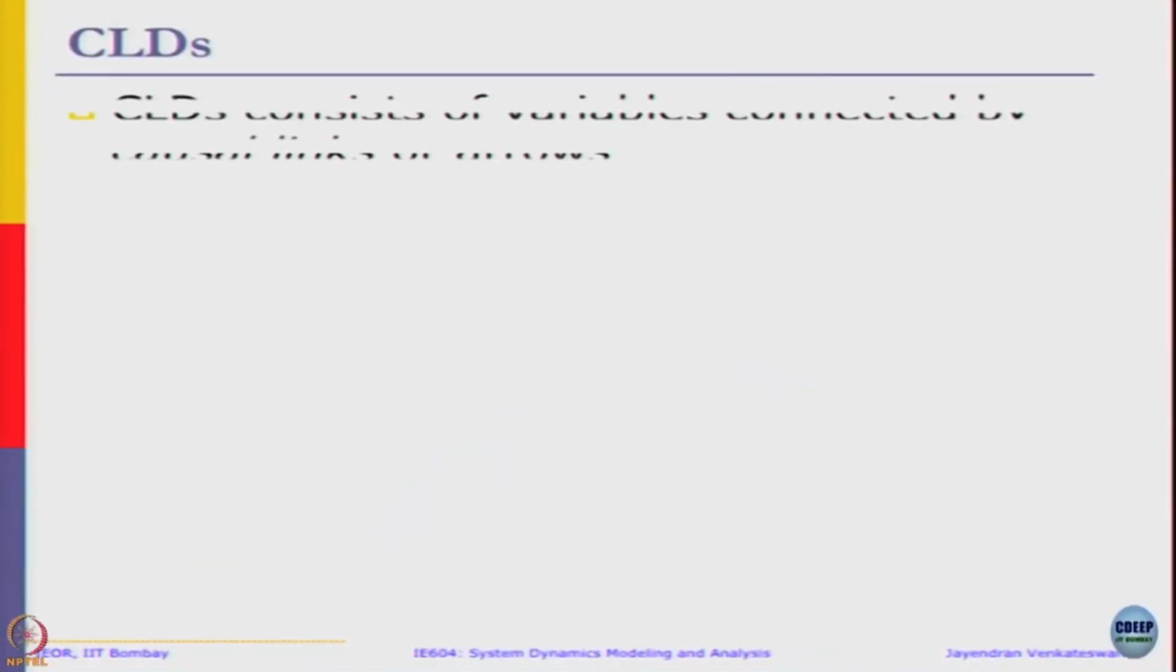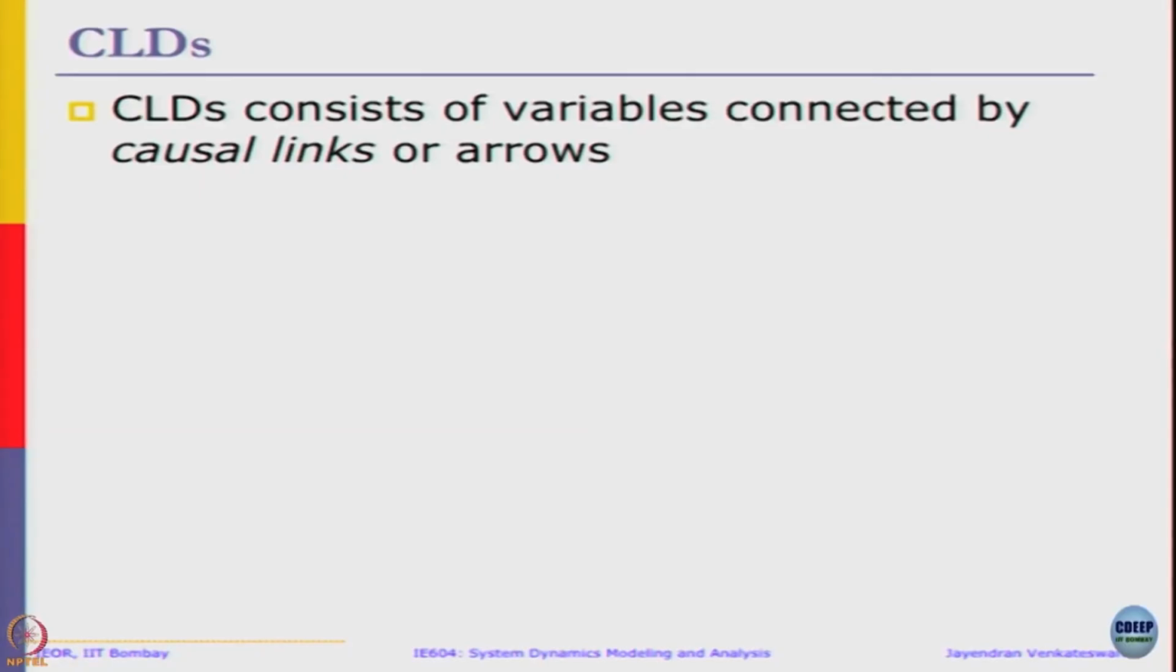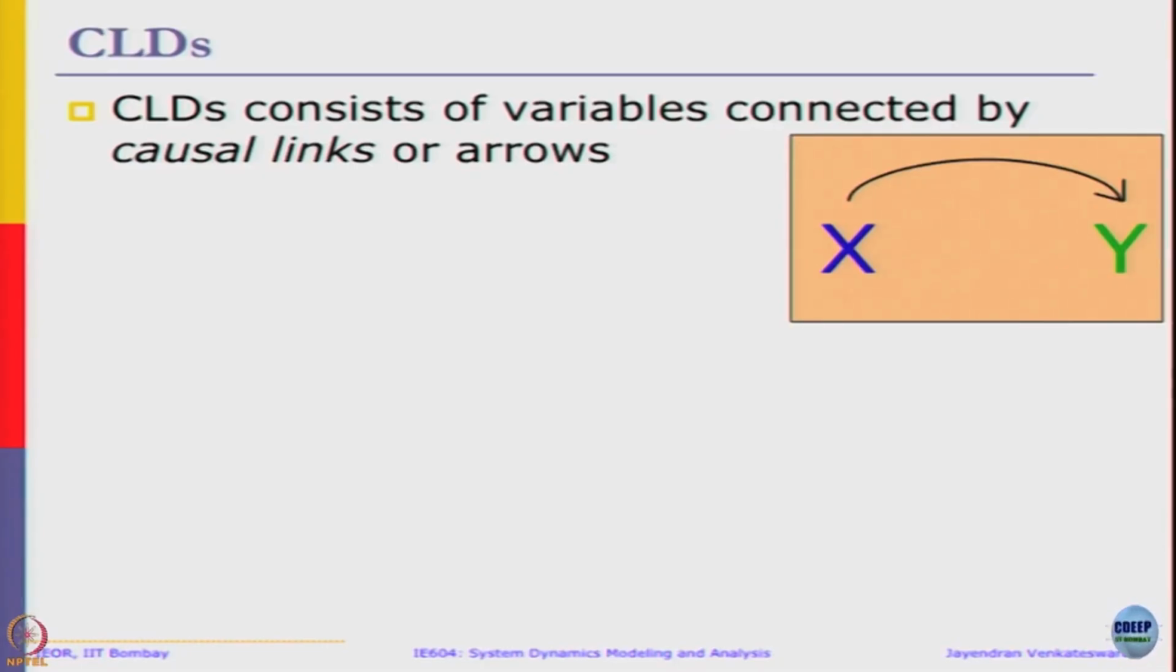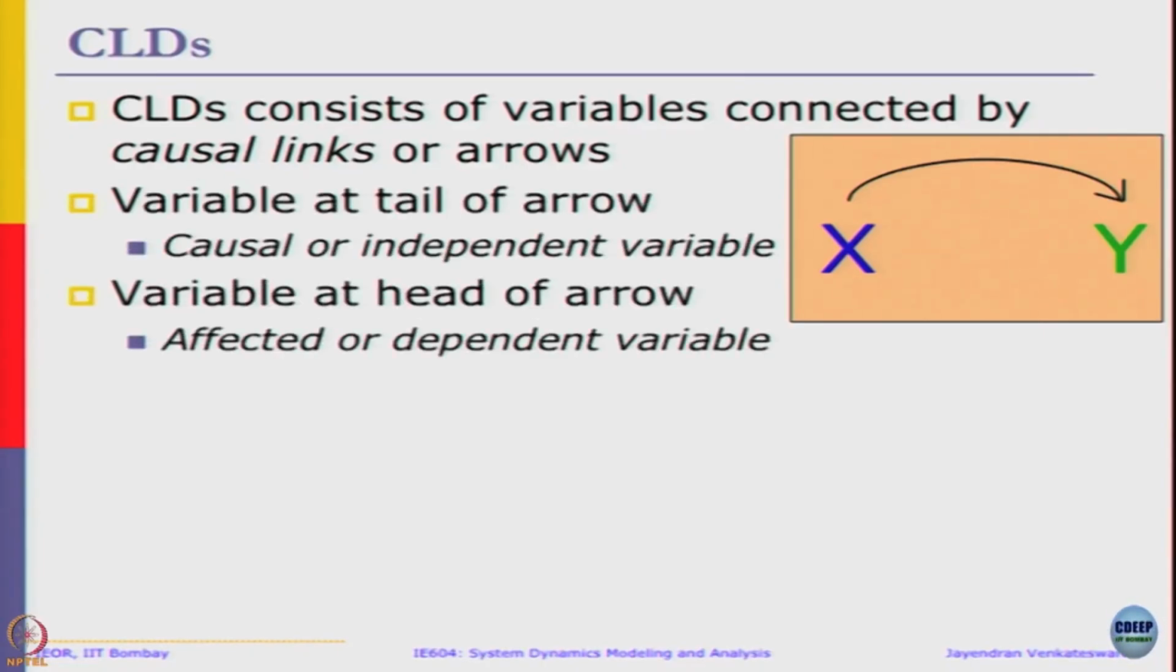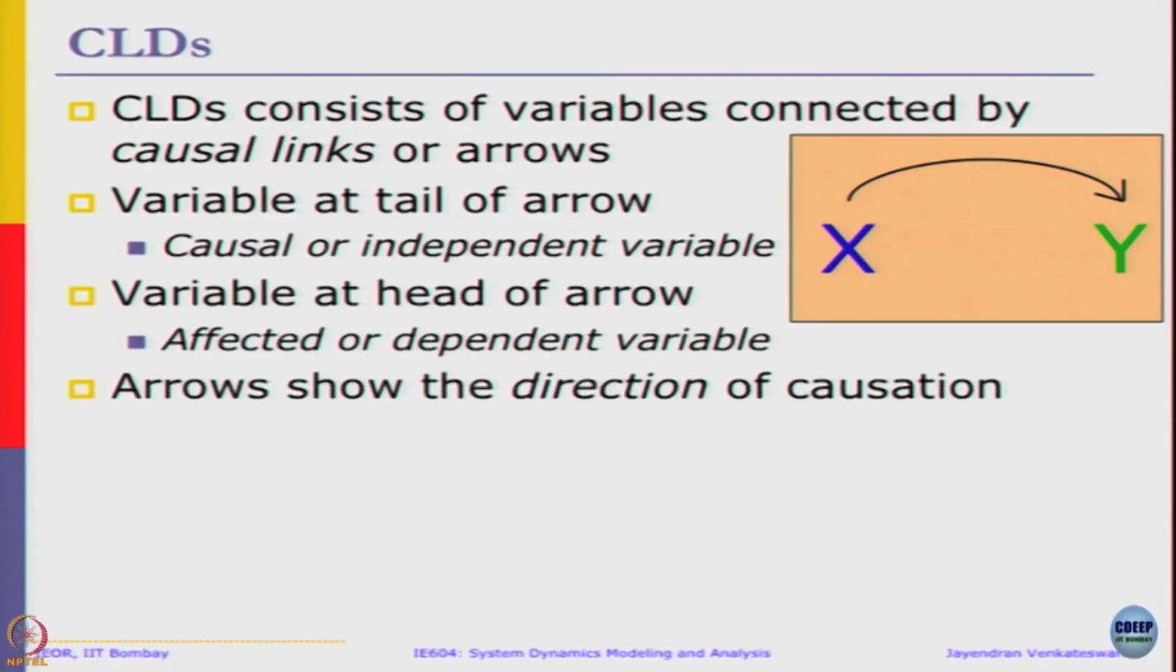CLDs, or causal loop diagrams, CLDs in short, consist of variables connected by causal links or arrows. It is not very difficult to visualize. We just have an x which is affecting y, or x influences y as we read it. The variable at the start of the arrow, x, is the independent variable, and y is a dependent variable. It is kind of straightforward there, and the arrows show the direction of causation. So, we can illustrate with very simple examples.